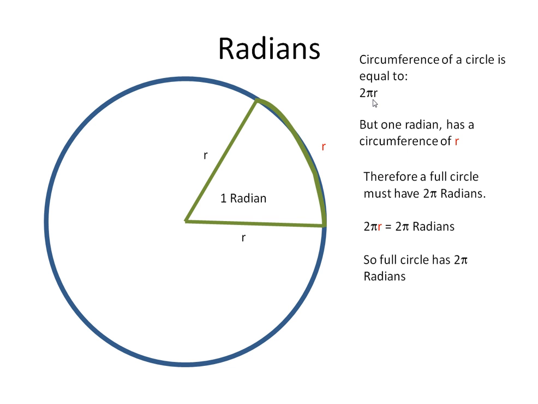So if there's 2 pi r in a full circle and a radian has a circumference of r, that means there must be 2 pi radians in a full circle. So a full circle has 2 pi radians. But we also know that a full circle is equal to 360 degrees. Therefore, 1 radian is 360 degrees divided by 2 pi, which is approximately equal to 57 degrees.